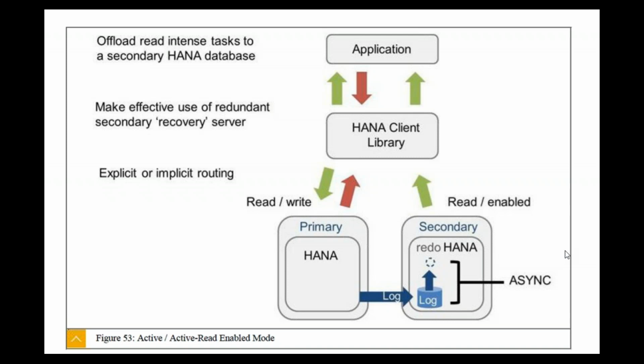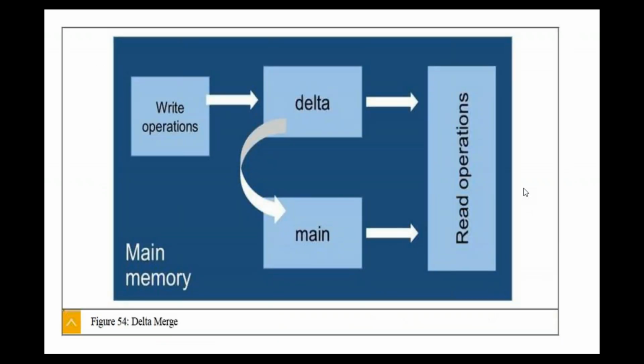We have offload of read-intensive statements to the secondary HANA database, so we make effective use of the redundant secondary recovery server. So we have write operations, delta and main. So we have write operations. This is the main memory. In the main memory, we have delta merge. What is delta? Delta is where only the changes will be updated.